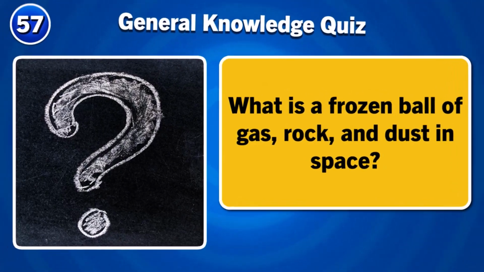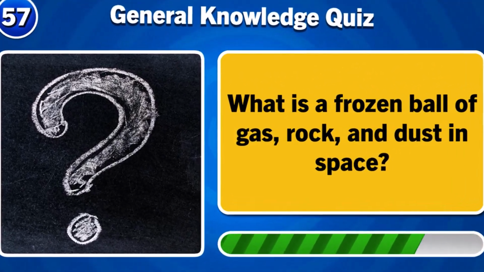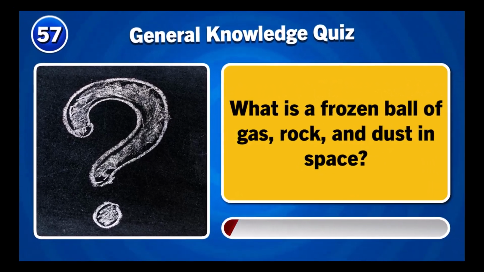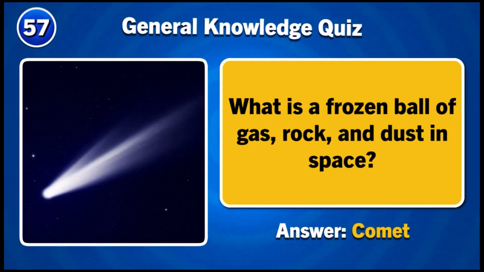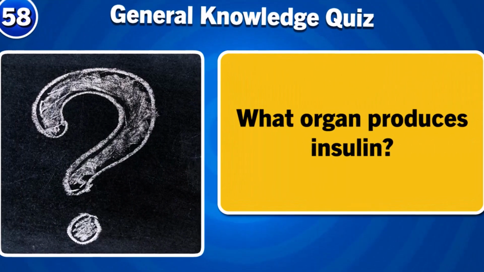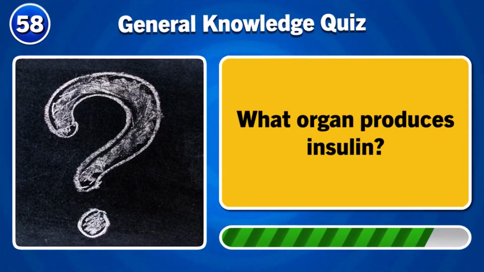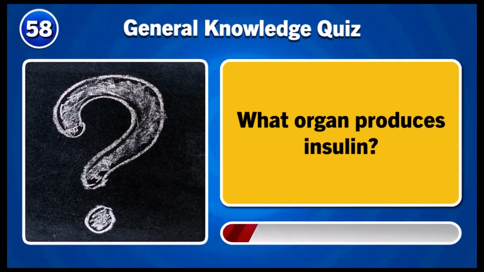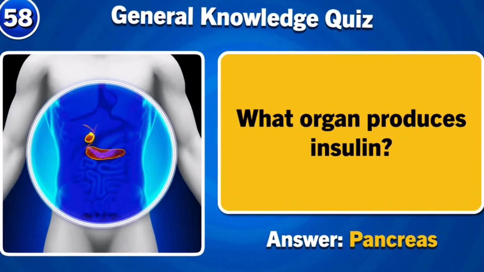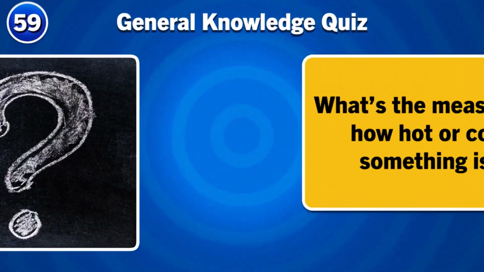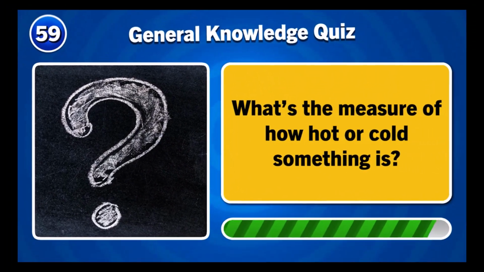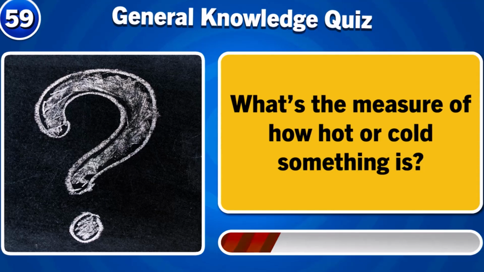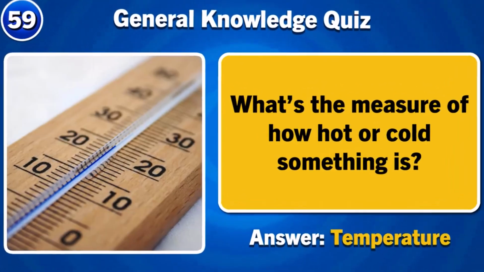What is a frozen ball of gas, rock and dust in space? Comet. What organ produces insulin? Pancreas. What's the measure of how hot or cold something is? Temperature.